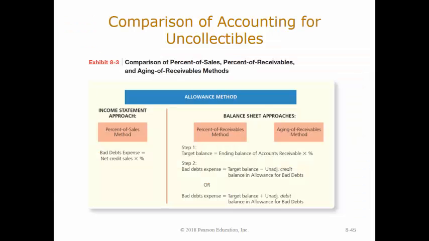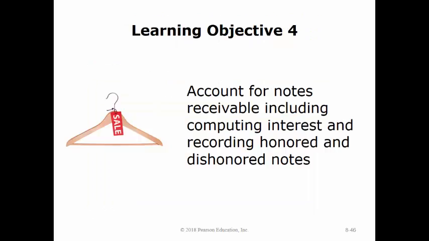Under the allowance method of accounting for uncollectibles, businesses must estimate the amount of the bad debts expense at the end of the accounting period. This is done using one of three methods: percent of sales, percent of receivables, or aging of receivables. Exhibit 8.3 summarizes the differences among these three methods.